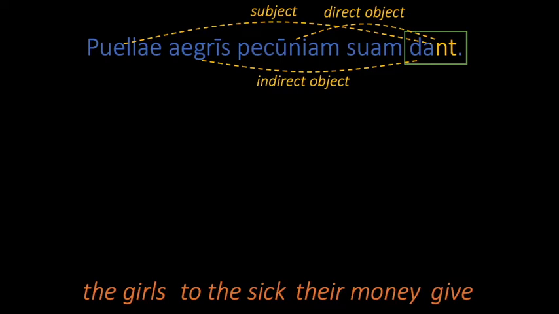All the phrases together give us: the girls to the sick their money give. After putting them in English word order, we have: the girls give their money to the sick. Let's try another one.